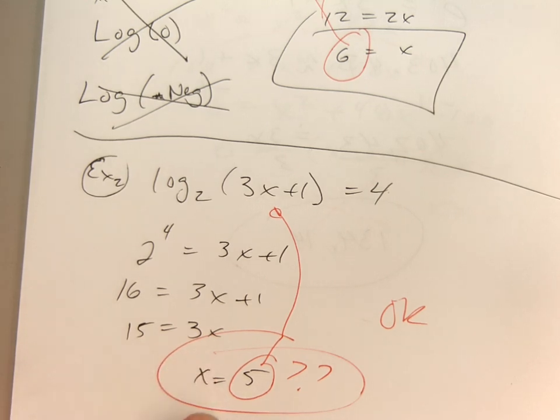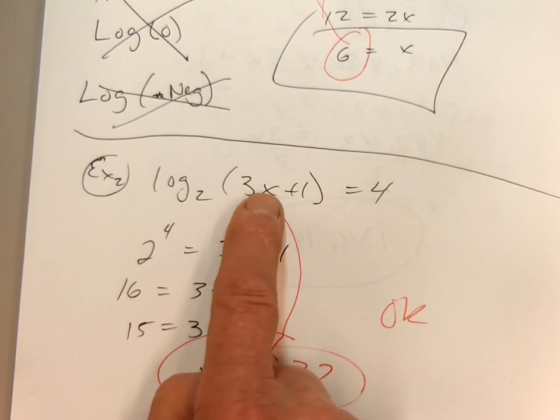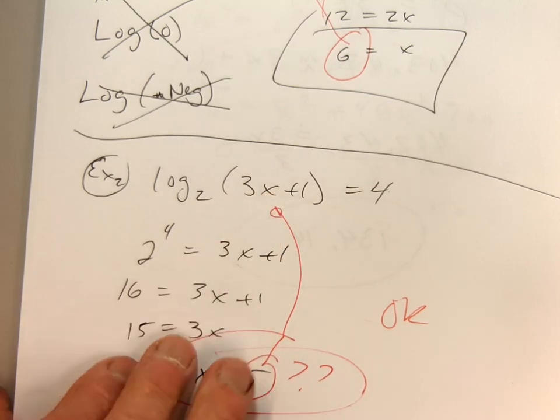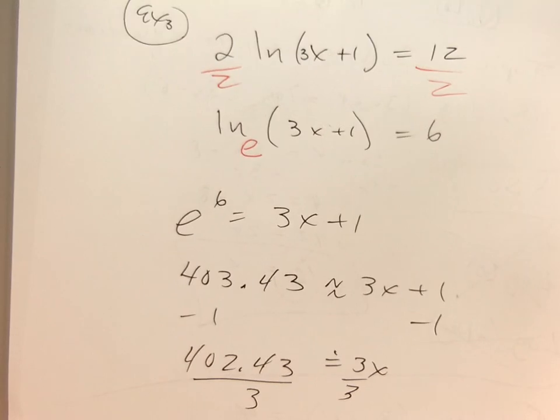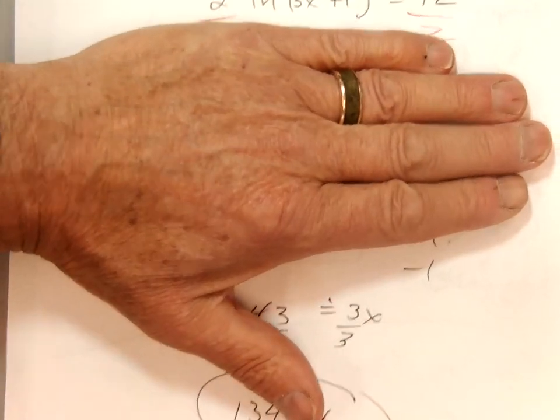Divide by 3 is 5. Is 5 okay? Yeah. Just can't be 0 or a negative. Okay? All right. Then I have example 3. Okay, here's my example 3.